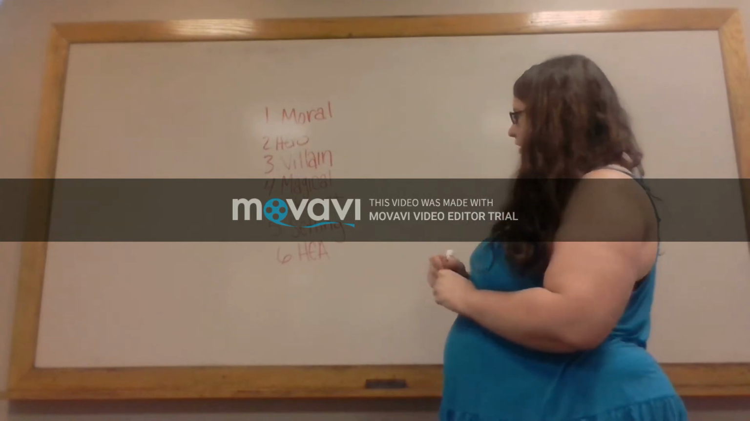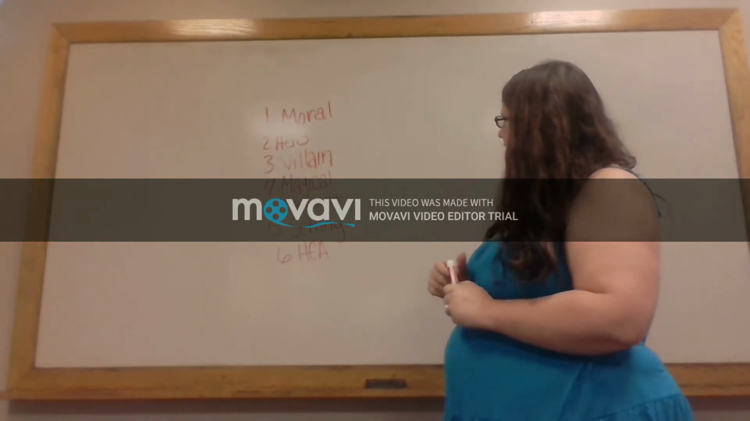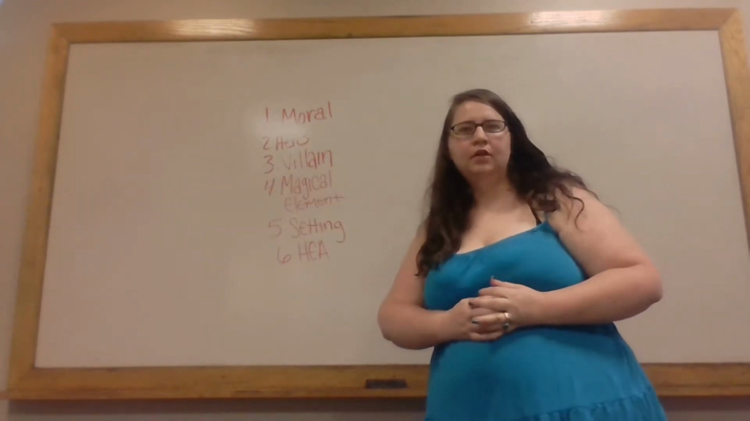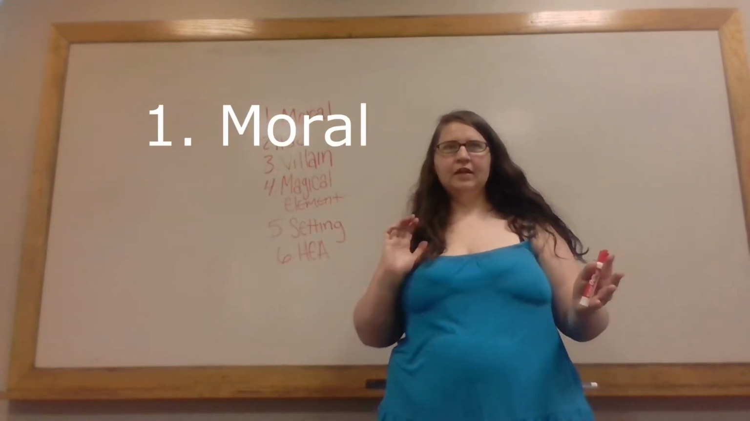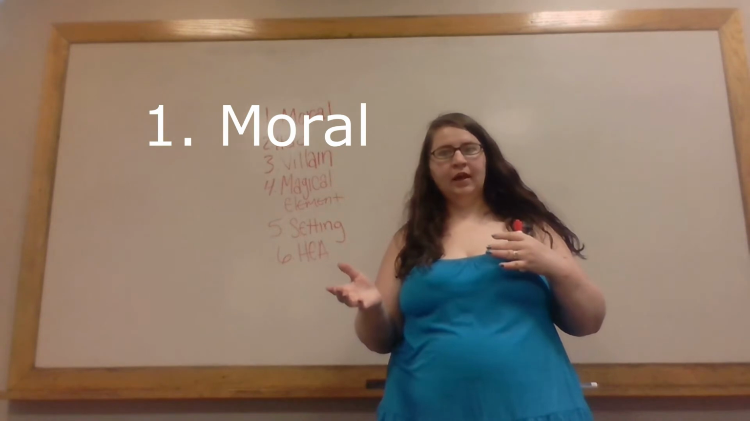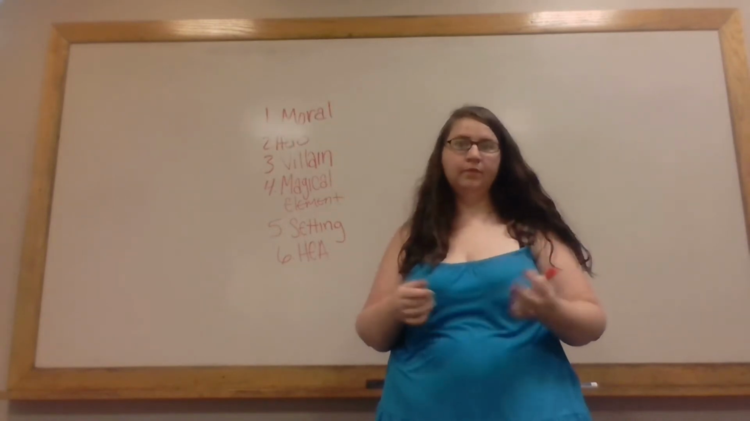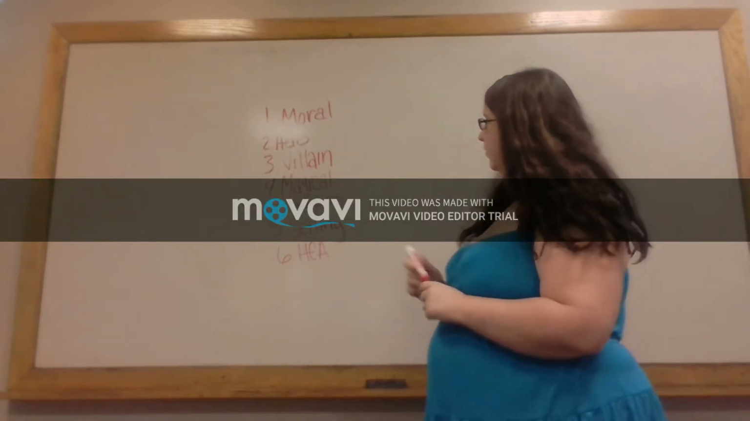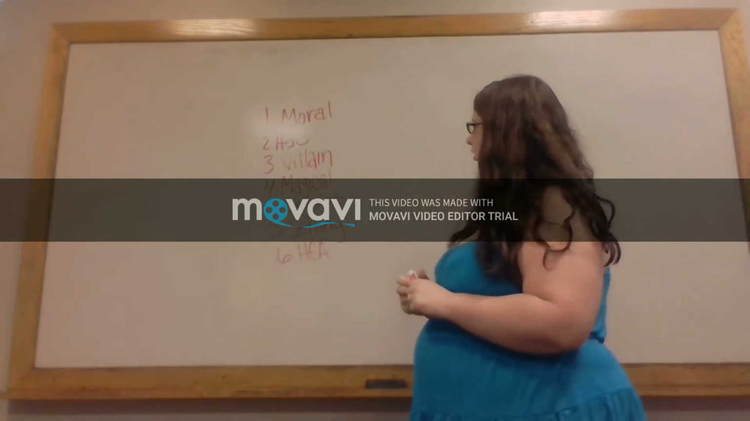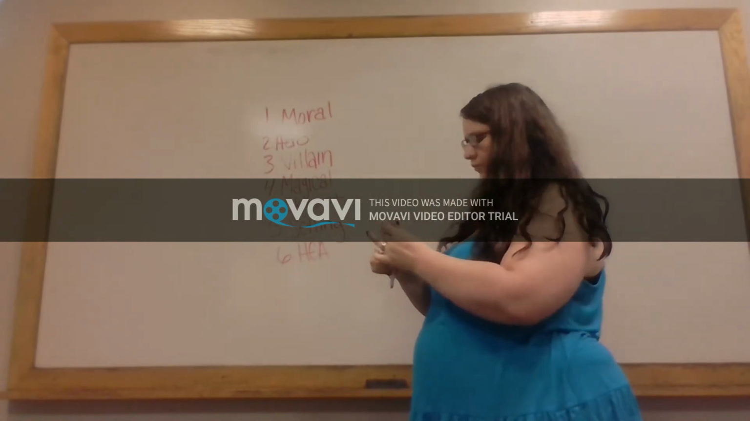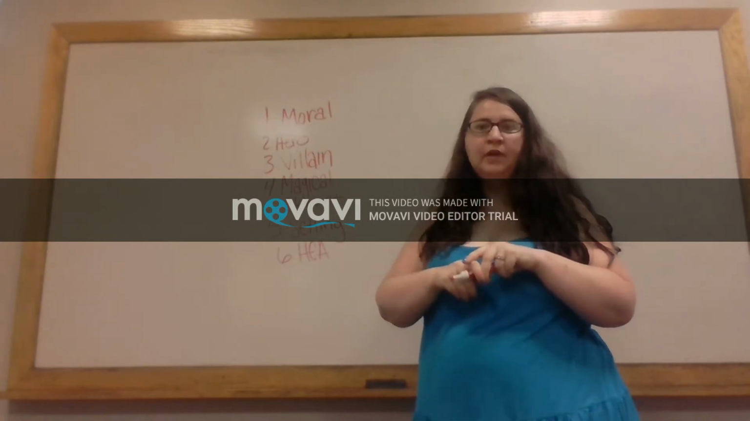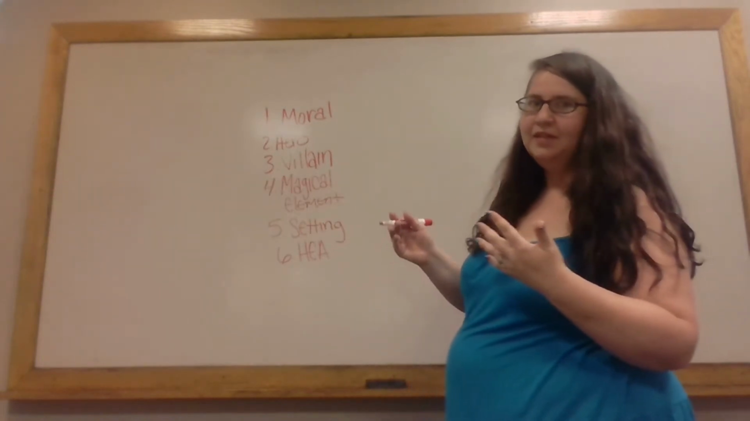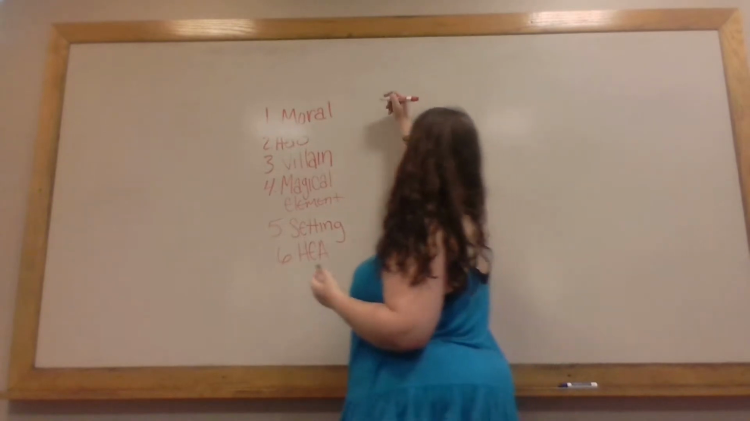The first thing you want to think of is a moral. A moral is a principle that differentiates right from wrong. So the example I'm going to be using is Frozen because that is my favorite.